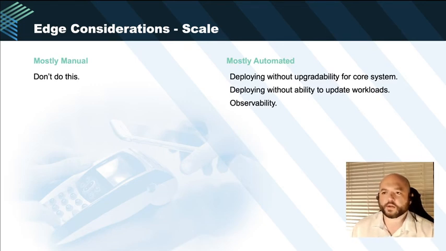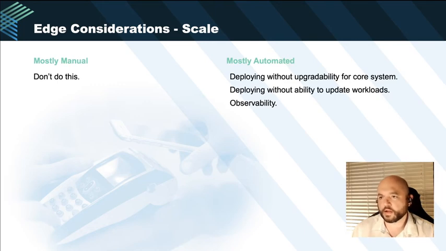But even then, in order to do that, you're going to deal with those core system upgradability issues and workload upgradability issues, as well as observability. And you're going to deal with them for different reasons. So with the core system upgradability, if you're running Kubernetes, you really don't want to manage anything else. So fixing that is quite important.